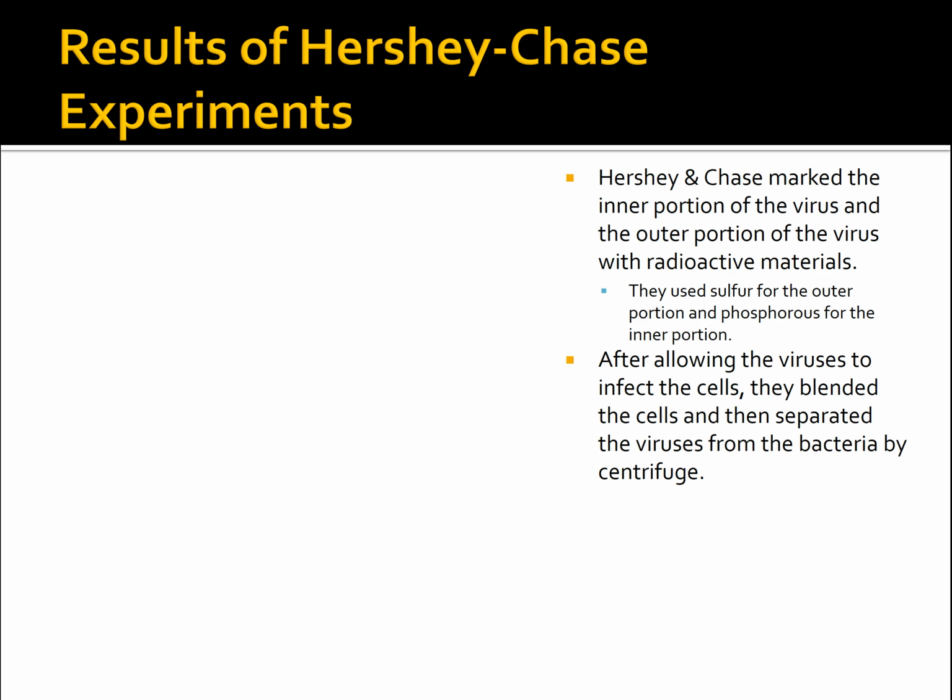After allowing the viruses to infect the cells, they blended the cells and separated the viruses from the bacteria by centrifuge. A centrifuge is something that spins, maybe you've seen it before. It's a way to separate different portions of a solution by spinning.